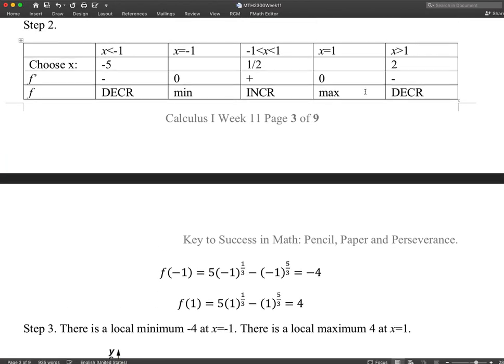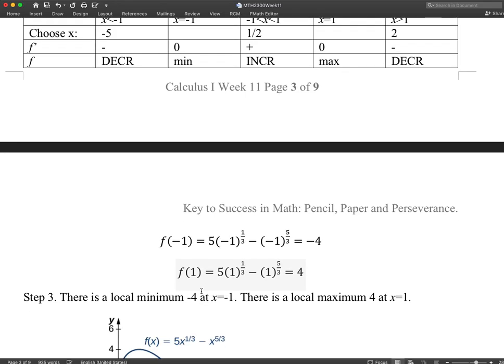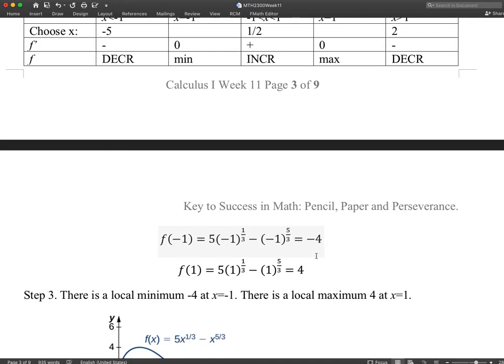To the left, it is moving up, and then to the right, it is decreasing, moving downward. So x equals 1 must be a local maximum. Similarly, x equals -1 must be a local minimum. I also calculated f of -1 and f of 1 here. And I just realized there is a local minimum at x equals -1. The minimum simply is -4.